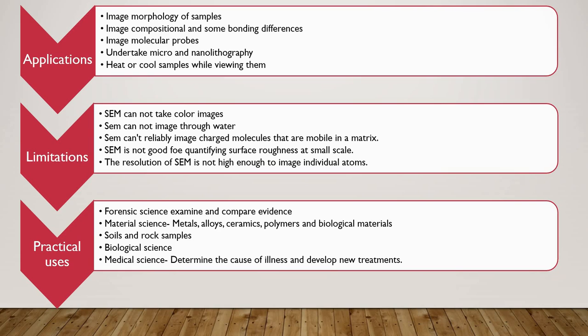So first application of SEM is image morphology of samples. For example, view bulk material, coatings, section material, foils, etc. Then image compositional and some bonding differences. Next is image molecular probes, that is metal and fluorescent probes.